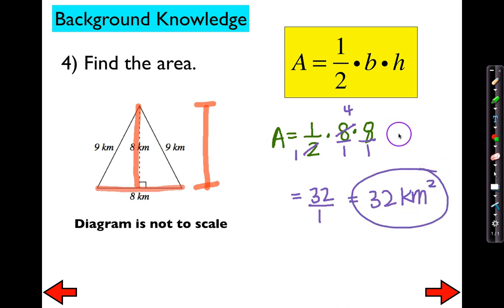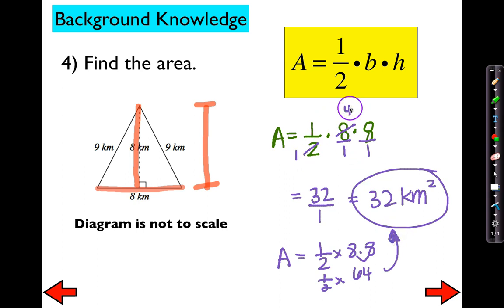Now some of you probably didn't want to cross cancel, so real quick I'm just going to show you how else you could have done it. You could have also said, okay, I know 8 times 8 is 64, so 1/2 times 64 will still give you 32 kilometers. The point of cross-canceling is to get those numbers reduced a little bit so you're not working with such large numbers. So it's totally a preference. But I do highly suggest you start practicing cross-canceling because it makes life a little bit easier when you're working with smaller numbers.